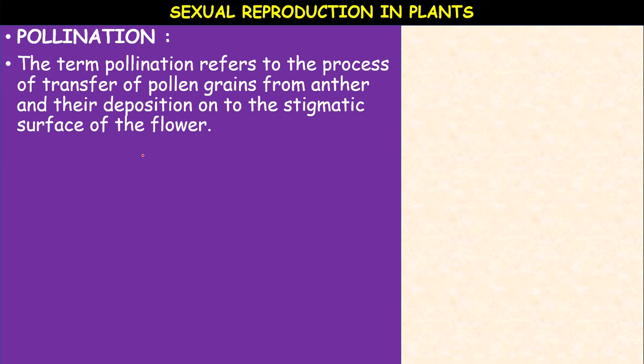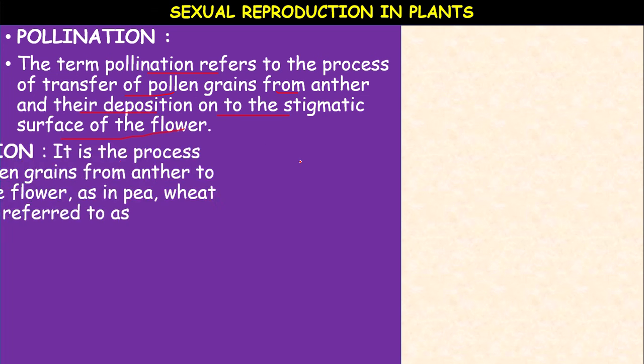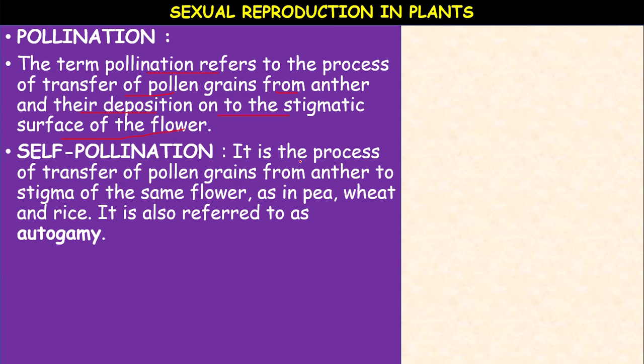Now, come to pollination. What is pollination? The term pollination refers to the process of transfer of pollen grains from the anther and their deposition on the stigmatic surface of the flower. Or we can also define it as the transfer of pollen grains from the anther of the stamen to the receptive stigma of the carpel of the same or genetically different flowers of the same species. Simply, transfer of pollen grains is called pollination.